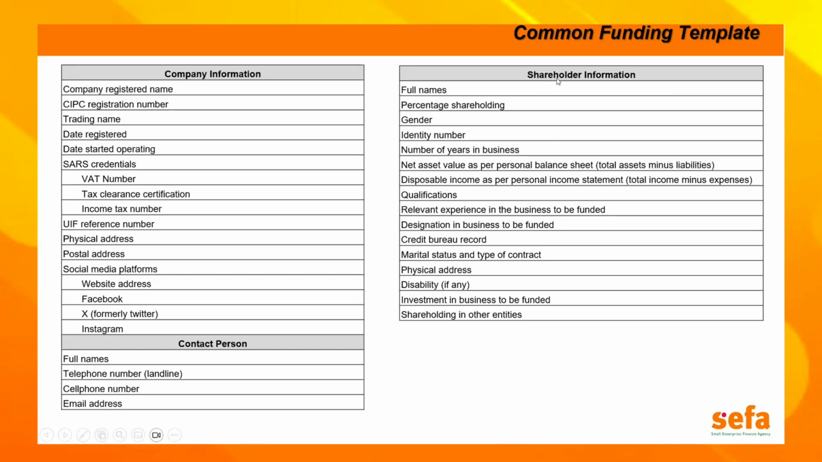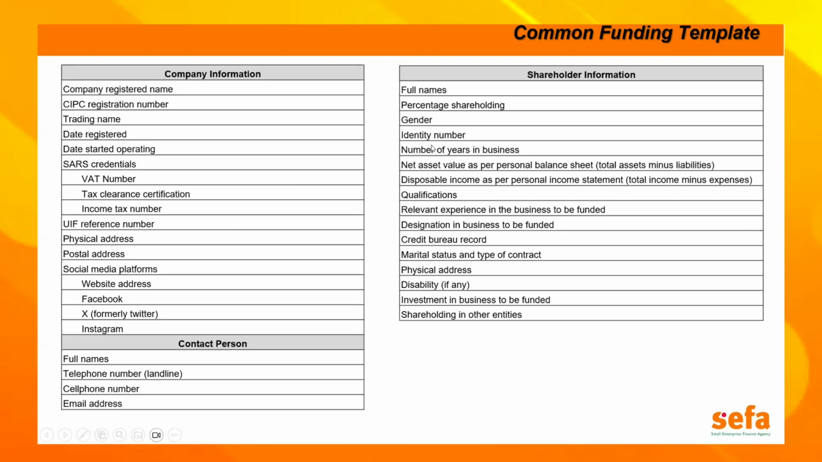The second part is on the shareholder information, or the member information if it's a close corporation. So in this instance, if you've got a company that has more than one shareholder, obviously you'll have to complete this and duplicate it depending on the number of shareholders. So the first thing that you need to tell us: the full names, the percentage shareholding that particular shareholder holds in the business, the gender, the ID number, because remember, we'll be doing some assessment of sorts, the credit checks and the like on each shareholder, the number of years in business.